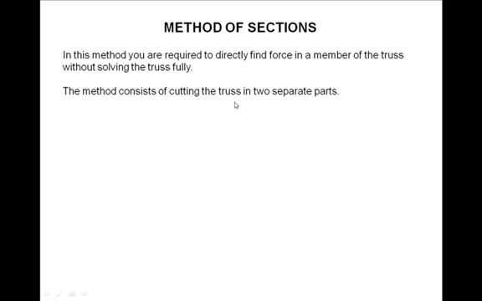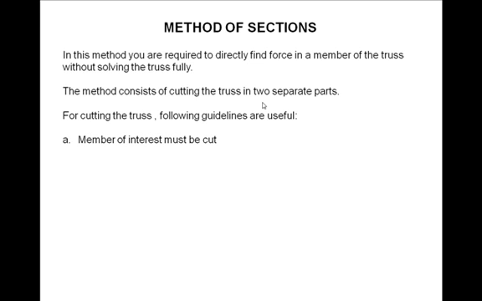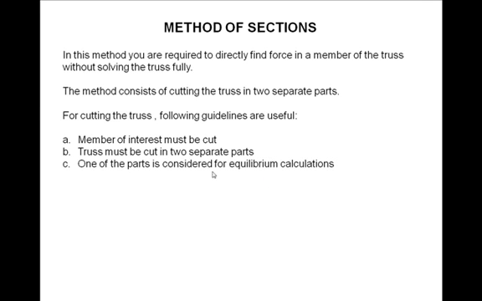Now the method consists of cutting the truss in 2 separate parts, and for cutting the truss, the following guidelines are useful. First guideline is the member of interest must be cut. Means whichever member force I want, that member I have to cut. Then the truss must be cut in 2 separate parts, and one of the parts is then considered for equilibrium calculations.